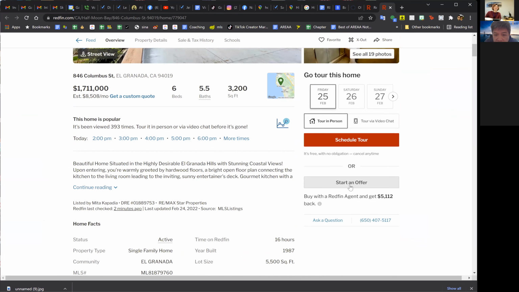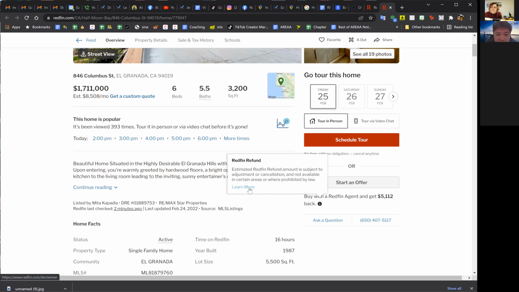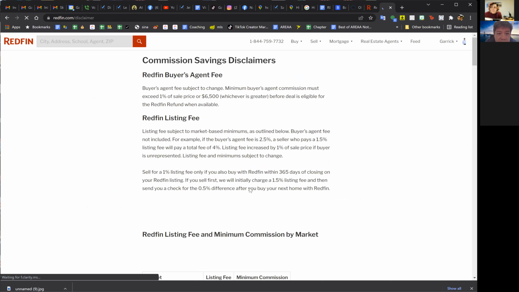Over here it says start an offer, buy with an agent and get $5,000 back. Okay. So there is a dot here. Let's take a look. Estimated refund. So they are giving refunds, but you got to learn more. So you got to find out what the criteria is. Okay. Buyer's agent subject fee to change. Minimum buyer's agent must exceed 1% or $6,500.